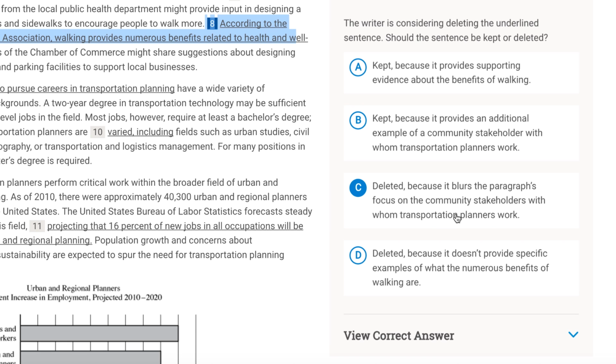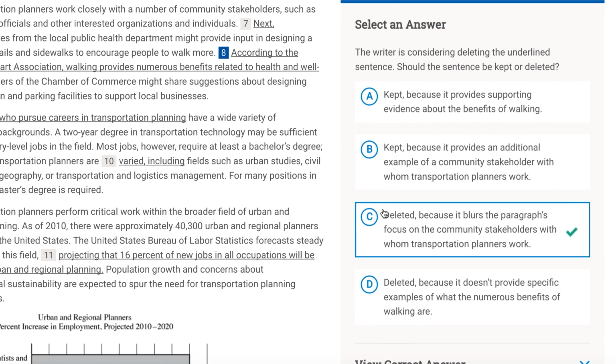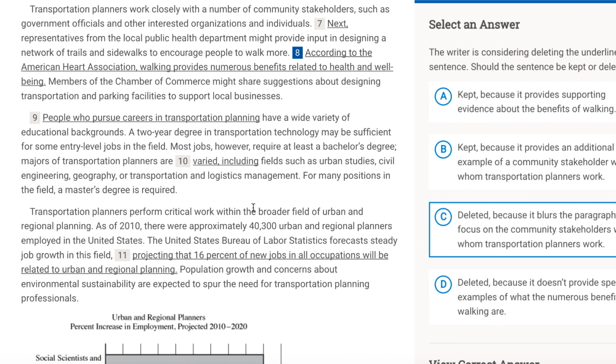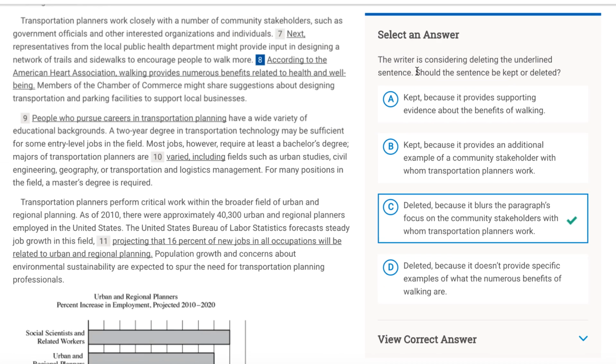So I'm going to look for deleted because it's random. Because it blurs the paragraph's focus on community stakeholders with whom transportation planners work. Yes, that seems to be what it's about, but I'm going to read D also. I never just go with one answer. I always read everything possible. Delete it because it doesn't provide specific examples of what the numerous benefits of walking are. But who says we have to provide specific examples, right? Usually, these answers on the SAT are wrong. Anyhow, but you see how I see what's being tested, and what's being tested is randomness. And I figure that out by going to the paragraph, looking for the perfect answer, and then matching it up. So that's how I do something like this.